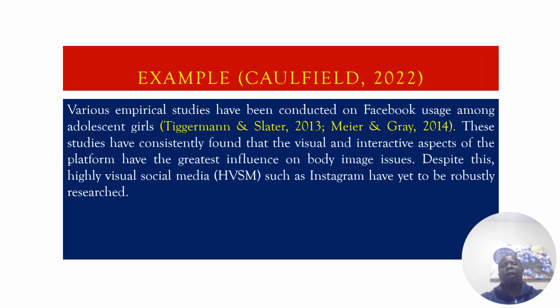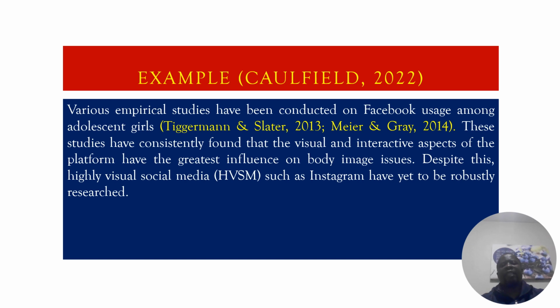And this is one good example of a research problem. I always love this example. I find it very clear for me, and it actually explains exactly. Although some of the features are not here. For example, the question is not here, but it's actually very good. It's written very well. It reads various empirical studies have been conducted on Facebook usage among adolescent girls, and these are the examples of scholars that have been cited.